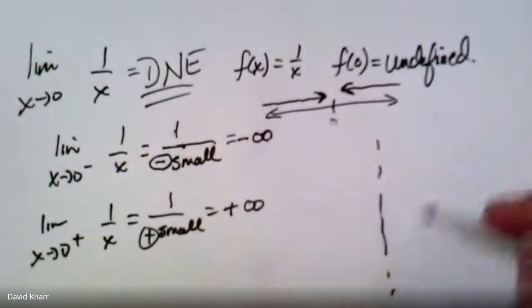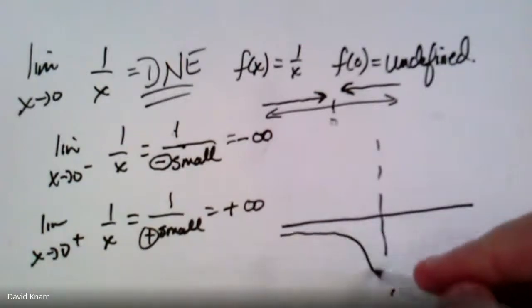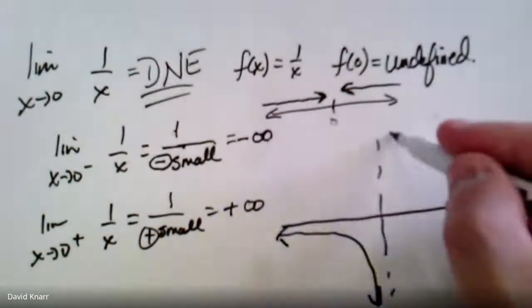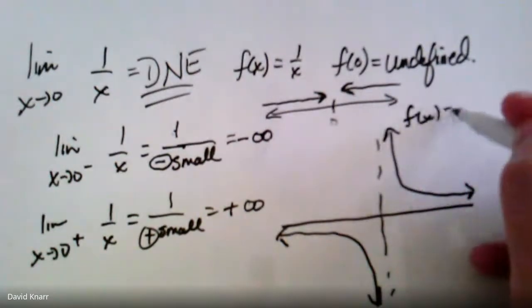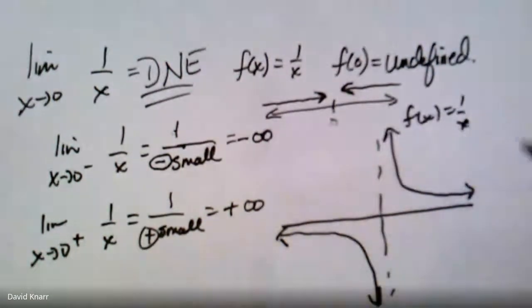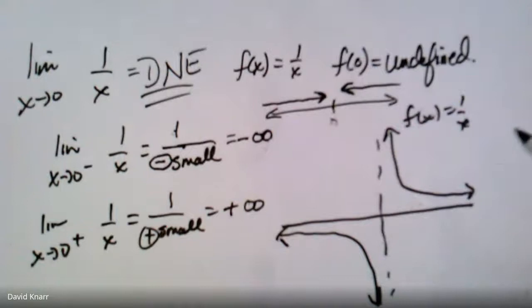So here is your asymptote. So your graph looks like this. Here's f of x. This is 1 over x. Okay, so from the left, you're going down to negative infinity. From the right, you're going up to positive infinity. So the limit does not exist from the left to the right. You don't go to the same place.